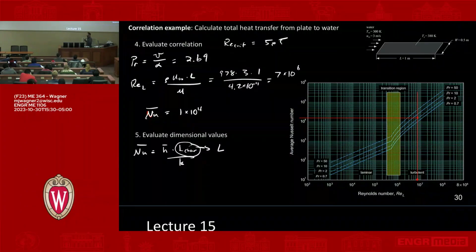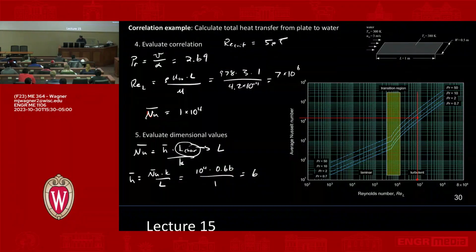If it's external flow over a cylinder or some other geometry, it would be the characteristic length for that geometry. But here it's L. So let's solve this for h bar, and then we can get the numeric value back. So h bar is equal to Nusselt bar times k over L. Plug in the values. Now we have 10 to the 4th times 0.66, that's our conductivity, and L was 1. And so this gives us 6,600 watts per meter squared Kelvin.